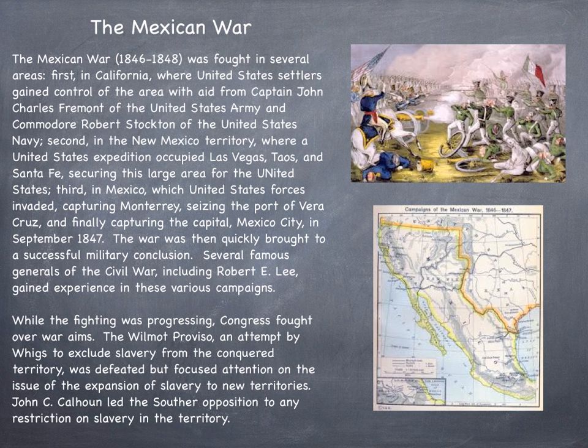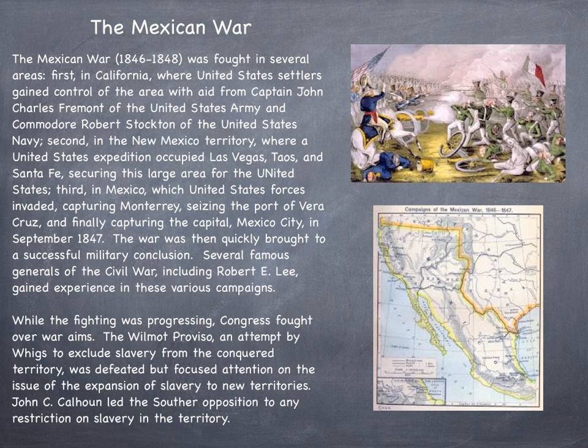The Mexican War from 1846 to 1848 was fought in several areas. First in California, where United States settlers gained control of the area, with aid from Captain John Charles Fremont of the United States Army and Commodore Robert Stockton of the United States Navy. Second, in the New Mexico Territory, where a United States expedition occupied Las Vegas, Taos, and Santa Fe, securing this large area for the United States. Third, in Mexico, which United States forces invaded, capturing Monterrey, seizing the port of Veracruz, and finally capturing the capital, Mexico City, in September 1847. The war was then quickly brought to a successful military conclusion.